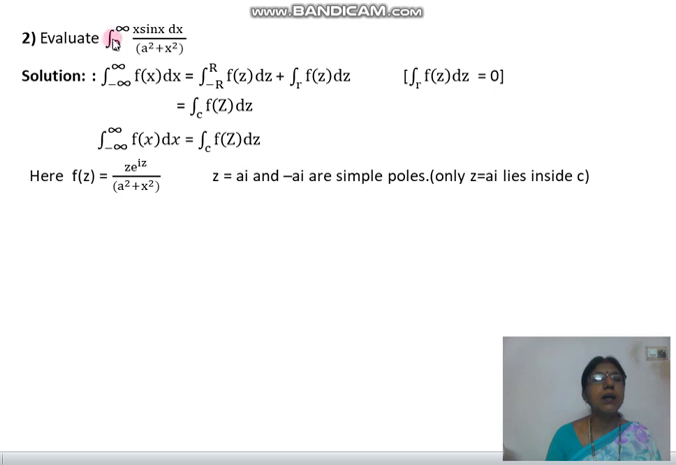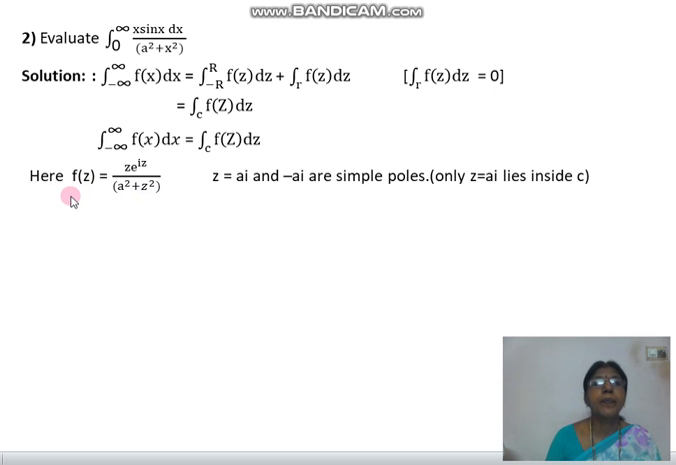You see here, in the integral f of x dx, what is f of x? Other than dx, dx into some function is f of x. Leave the dx. What is the remaining? x sin x by a square plus x square. This is the f of x function. Now you write the f of z. In place of x you put z.